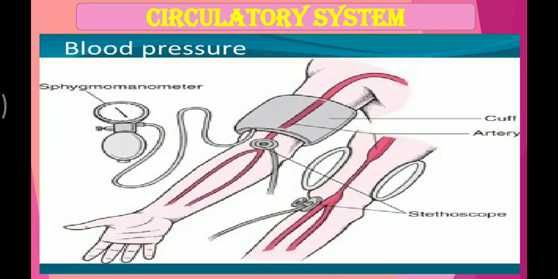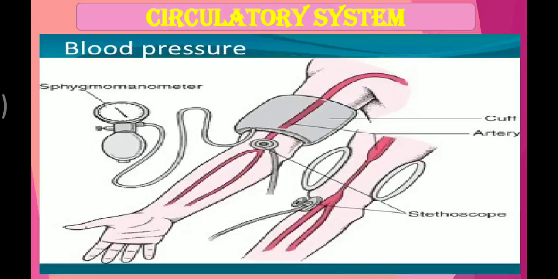You know what is the device used to measure your blood pressure? Doctor uses it. Sphygmomanometer. Repeat it after me. Sphygmomanometer. Sphygmomanometer is the device used to measure blood pressure.